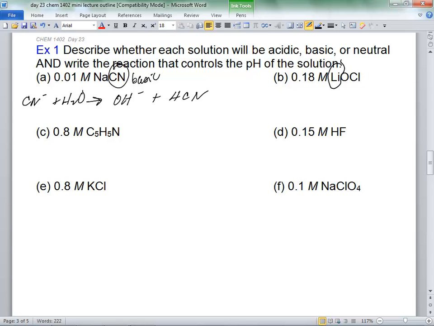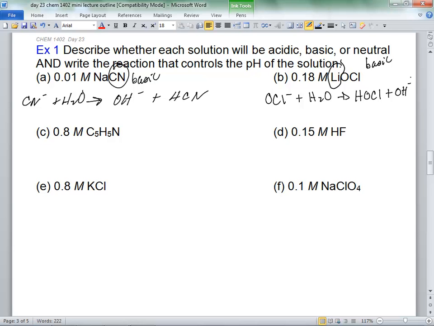Exactly. Right? So I think everyone is writing basic, right? And then they wrote the conjugate base plus water gives the conjugate acid and hydroxide. Right? No, we're stopping there. We're not doing ice or anything. We're just setting things up. So we determined that it's basic, and we wrote the Kb reaction.